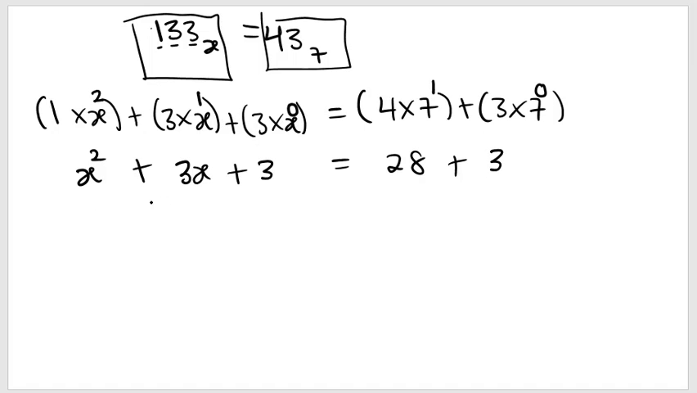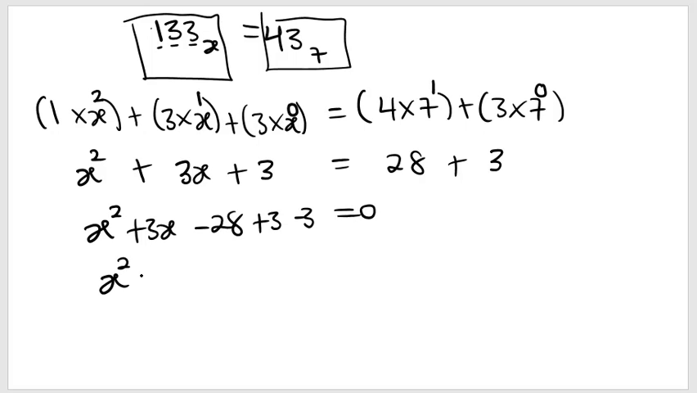Okay. If you look at the equation that we are having here, it looks like a quadratic equation because the highest exponent for the variable is 2. So that is a quadratic equation. Therefore, you need to solve this quadratic equation. First, rearrange the terms. So we are going to have our x squared plus 3x minus 28 plus 3 minus 3 is equal to 0. So in this case, we have x squared plus 3x minus 28 being equal to 0.